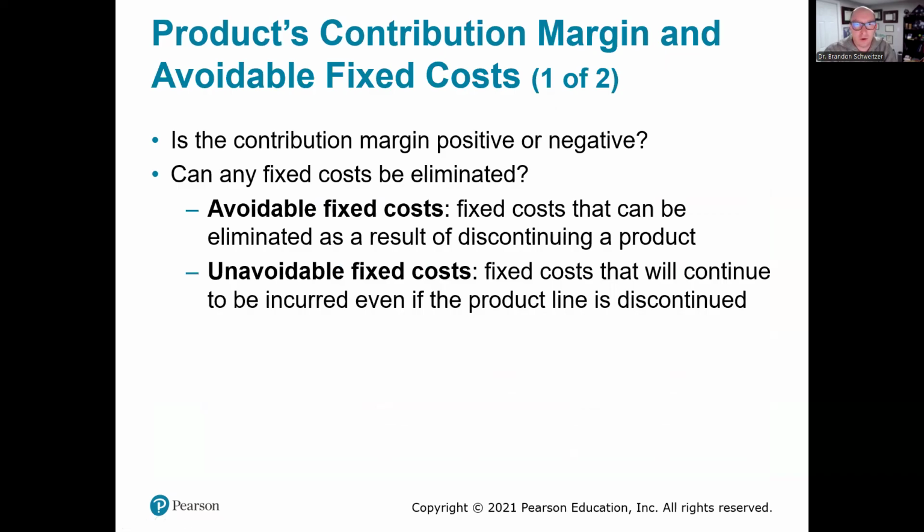So in the decision-making process, we've got to figure out contribution margin, positive or negative. In this case, it's positive. What fixed costs, if any, can be eliminated? If they're avoidable fixed costs, that means we could eliminate those fixed costs along with discontinuing the product. If they're unavoidable, that means we still have to pay them regardless of whether we eliminate the product or not. So let's take a look.